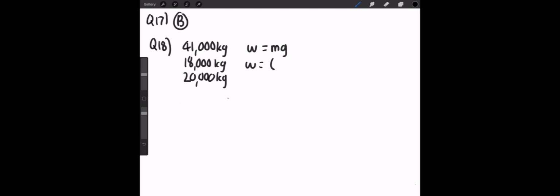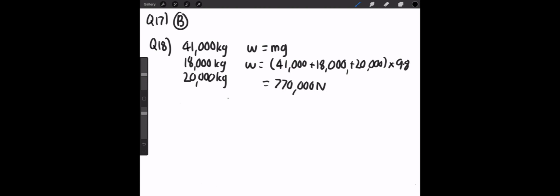So W equals, we need to add all the masses together first. So 41,000 plus 18,000 plus 20,000 to give you your M, and then multiply that all by G. They're giving you G here, so we'll take it as 9.8 newtons per kilogram, and that will give you an answer of 770,000 newtons, which we can rewrite as 770 kilonewtons. So that will be answer D.